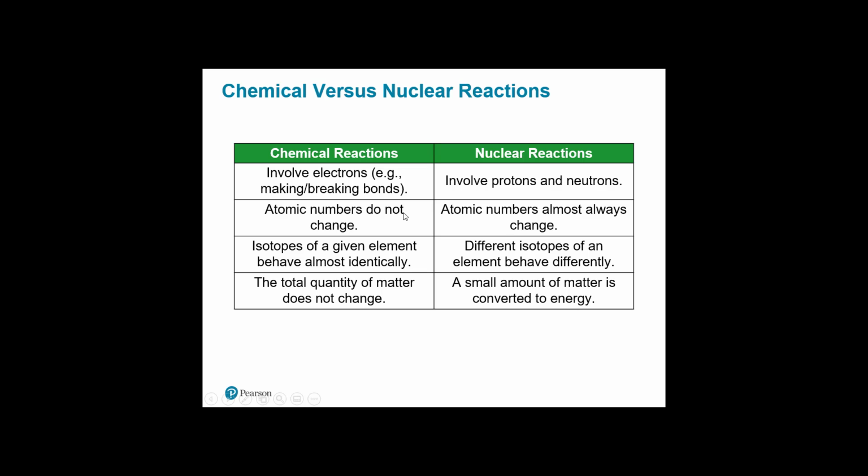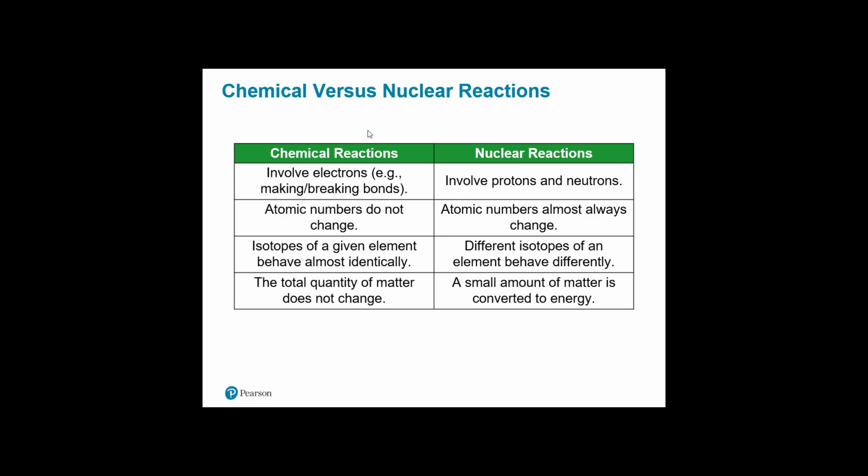Chemical reactions involve electrons, which means that you make and break bonds. The atomic numbers do not change, so whatever you have on the reactant side, you have on the product side. Isotopes of a given element behave almost identically. Remember what isotopes are: they have different neutrons, but they are the same element, same protons. The total quantity of matter does not change. Okay, so now we are handling things a little differently.